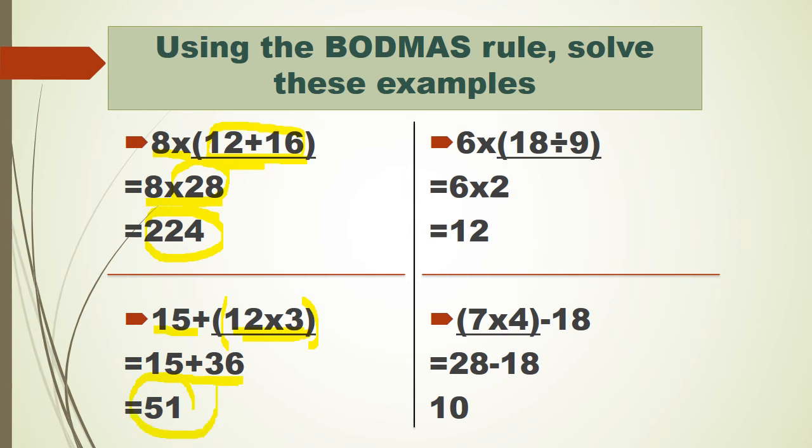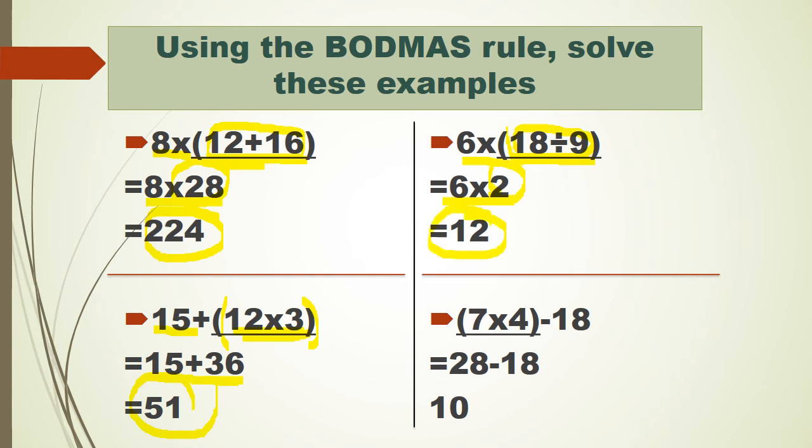In the third example, we have 6 multiplied by 18 divided by 9 in the bracket. So according to the BODMAS rule, first solve the bracket. In the bracket, 18 is divided by 9, the answer we will get is 2. After that, multiply 6 by 2, 12 is the answer.